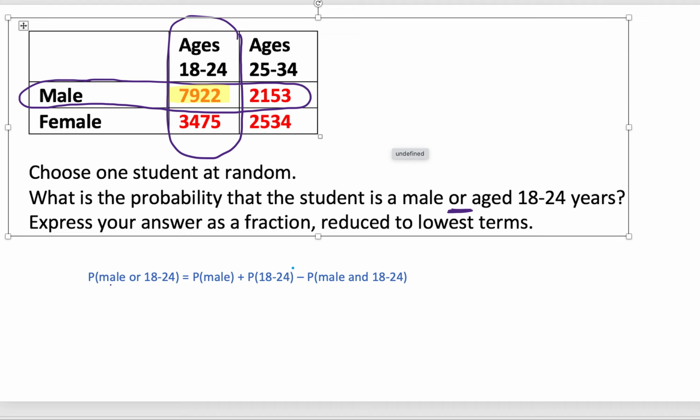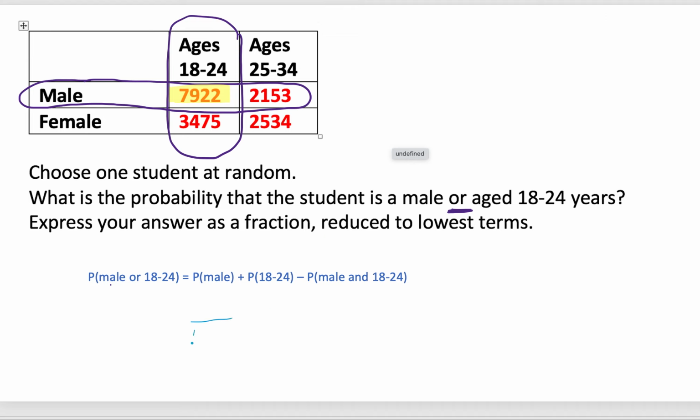All right, so first thing I'm going to do once I get my formula written down is I'm going to go in and add up everything in the table. So 79.22 plus 34.75 plus 21.53 plus 25.43 gives me 16,084. And remember that that is the number on the bottom for all three fractions.